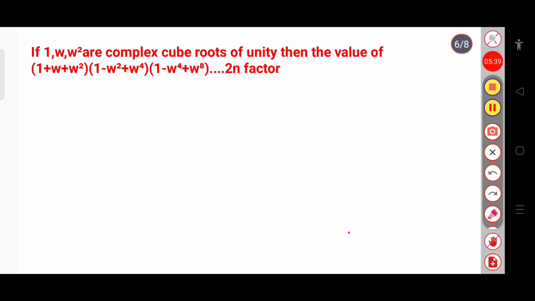So, you can write this as 1 plus omega plus omega square, into, in place of the second term, 1 minus omega square plus omega 4. When omega 4 is written, that will be equal to omega cube into omega. Omega cube you know is 1. So, 1 into omega is omega. So, I can write here plus omega. This is for the second term, that is for omega 4 we are writing omega.